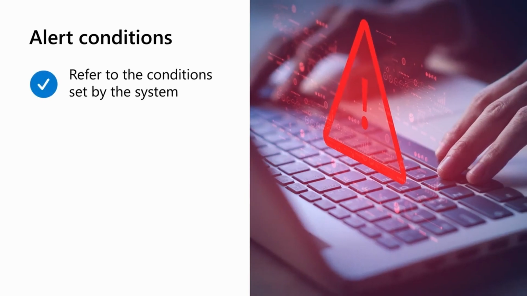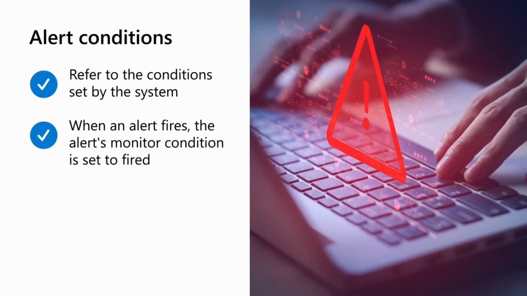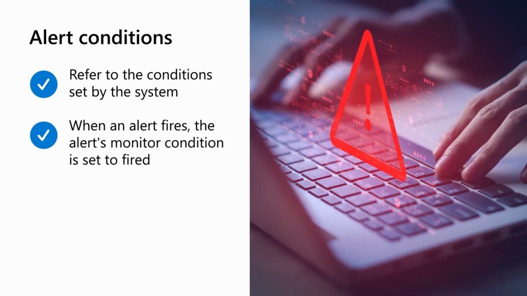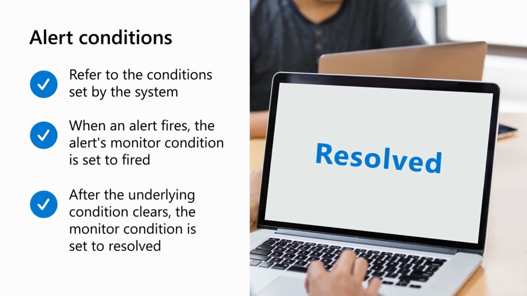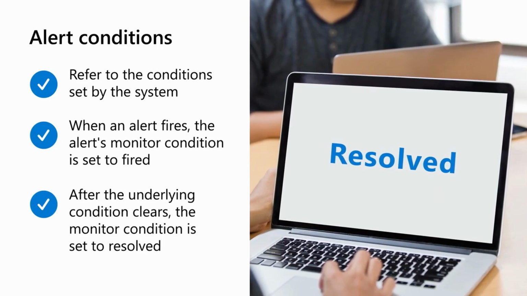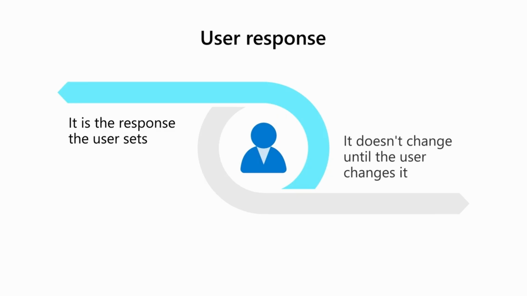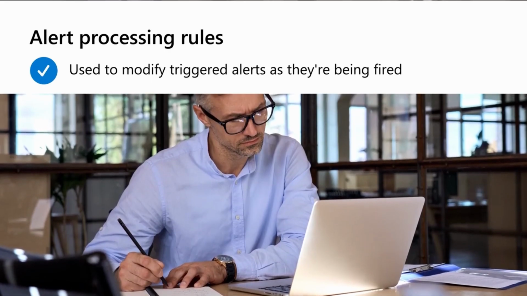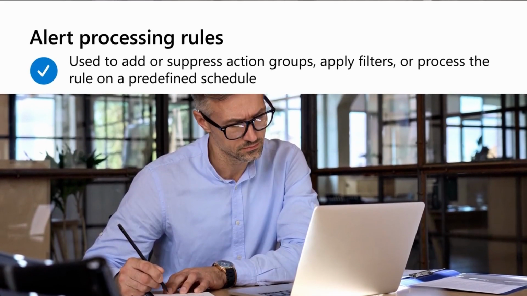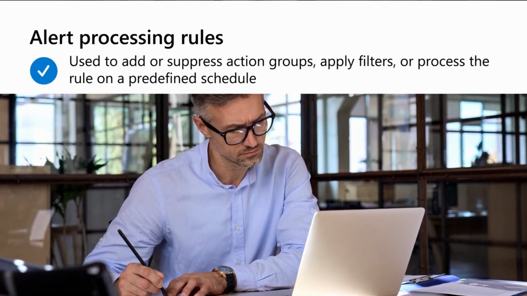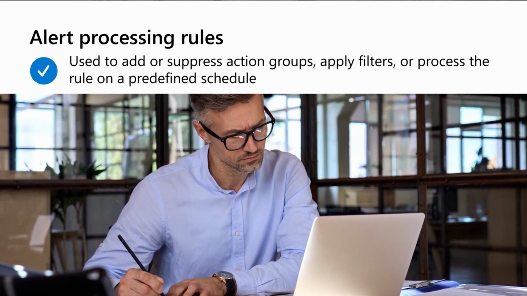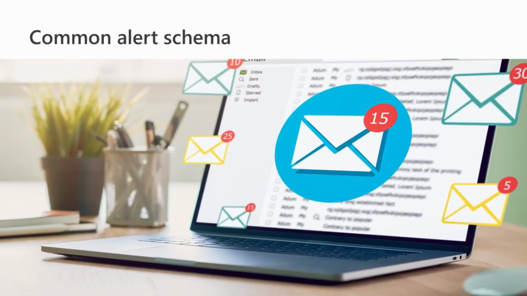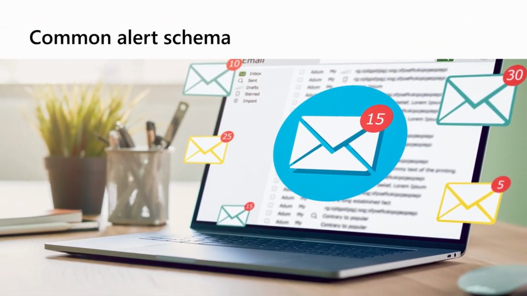Alert conditions refer to conditions set by the system. When an alert fires, the alert's monitor condition is set to fired. After the underlying condition that caused the alert to fire clears, the monitor condition is set to resolved. User response is the response the user sets and doesn't change until the user changes it. Alert processing rules can be used to modify triggered alerts as they're being fired. You can use alert processing rules to add or suppress action groups, apply filters, or process the rule on a predefined schedule. Next, let's explore the common alert schema.